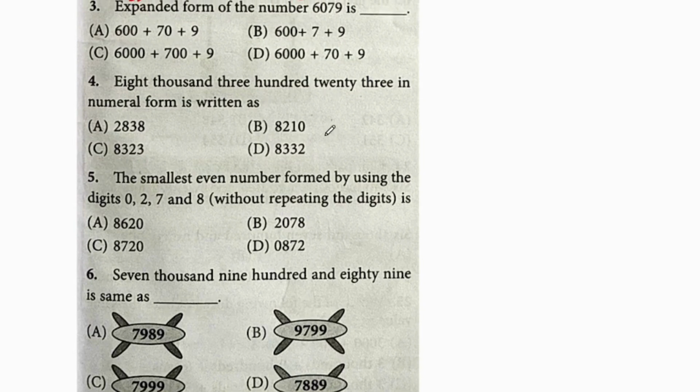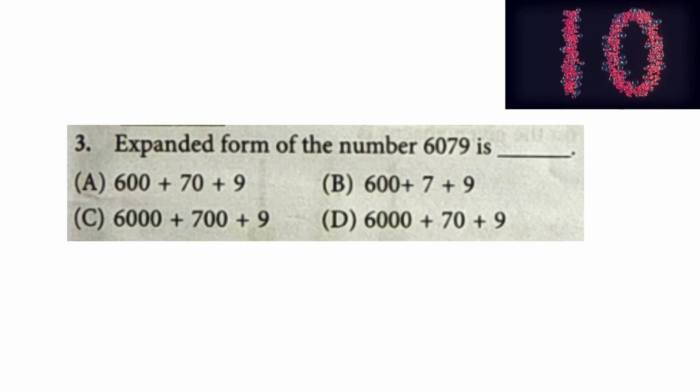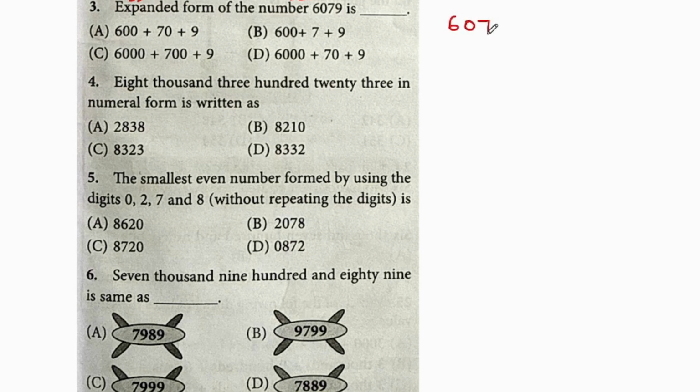Okay. So next question is expanded form of the number 6079. You read this question, try to solve in 10 seconds, and your time starts now. Alright, so given number is 6079. I have explained this in the practice video. You can refer to that video.